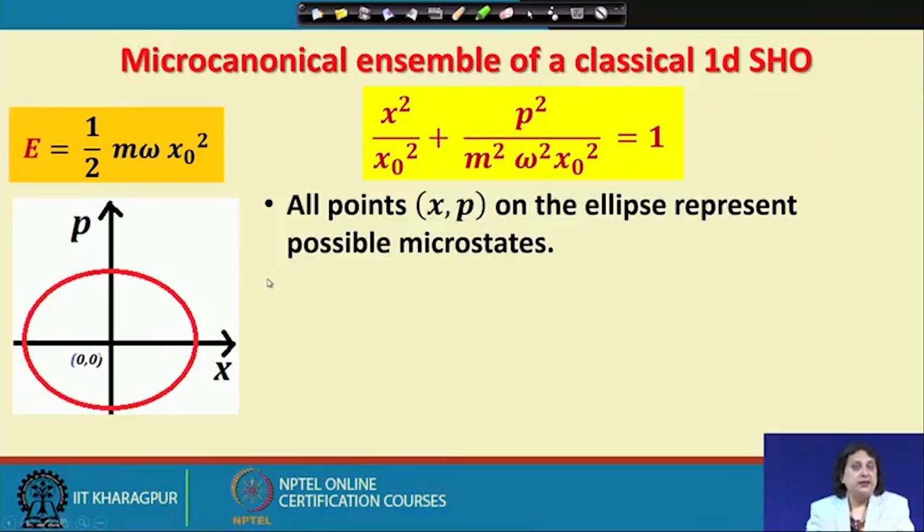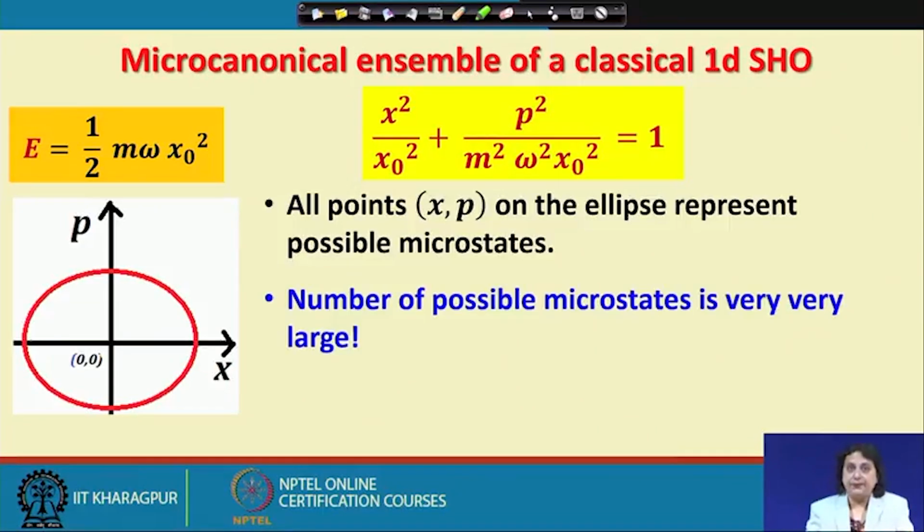We also said that any point x and p on this ellipse would represent a possible microstate corresponding to that constant value of energy E. We also mentioned that obviously there is no limit to the number of points that can reside on this red ellipse, and therefore, the number of possible microstates for the given value of E is very large.